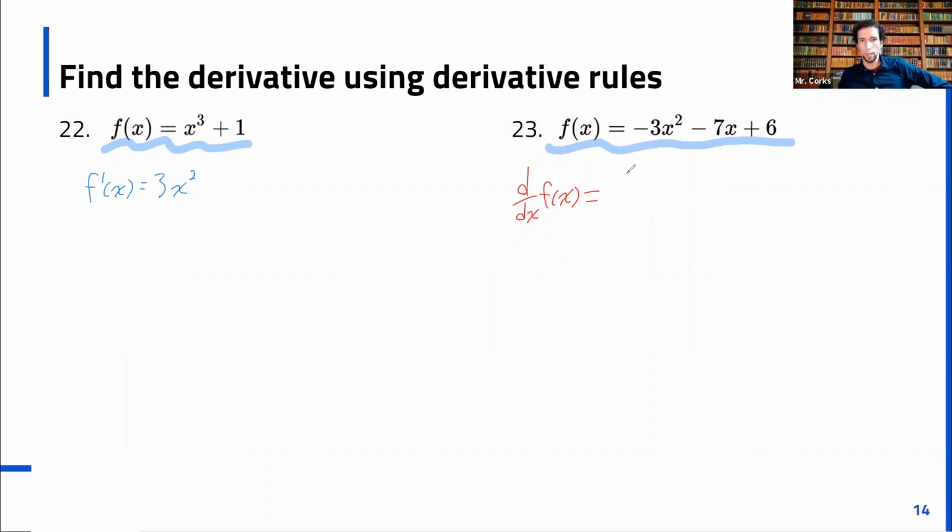d over dx of f of x is equal to negative 6x minus 7. Again, the constant is disappearing. We have an x here with a coefficient of 1 on that. Subtract 1, then x to the exponent 0, that's just 1. So 7 times 1 is just 7. So if you have a coefficient of 1, then that variable is just going to disappear, and you're left with whatever the coefficient was in front. Pretty easy here. But again, let's get used to writing the left side on here so we don't get confused about what these things are actually representing.